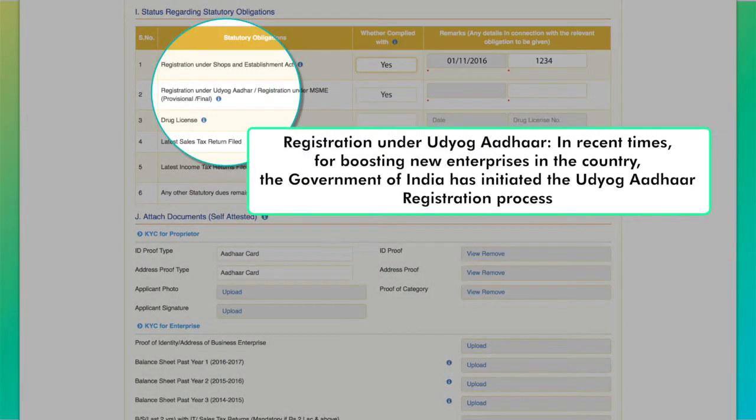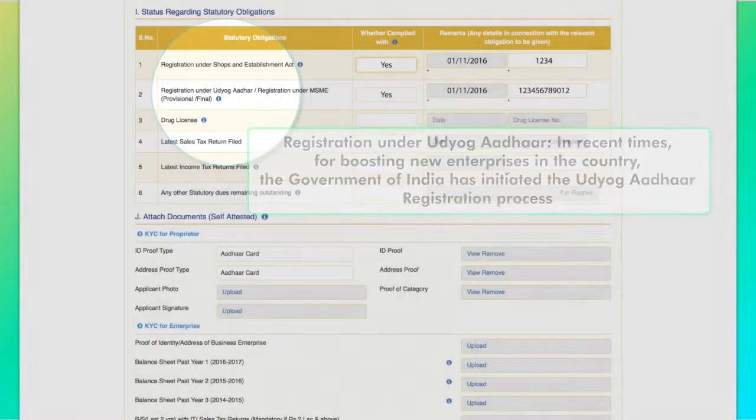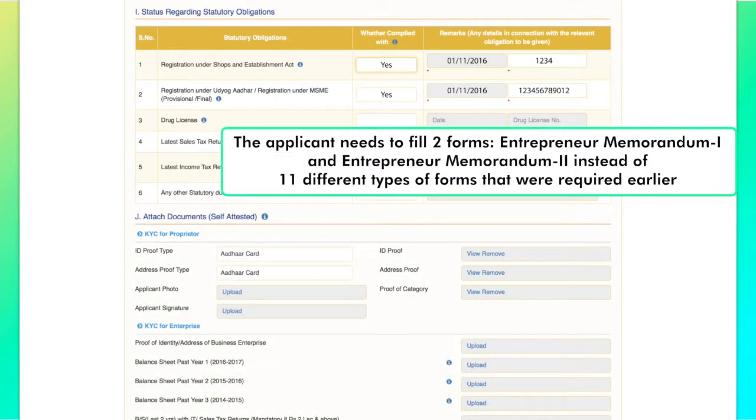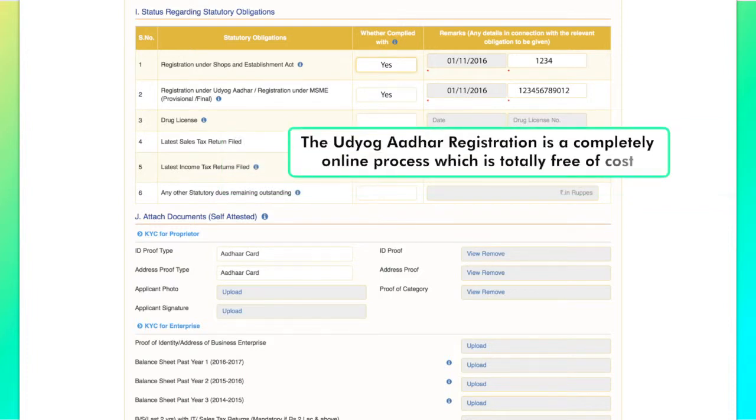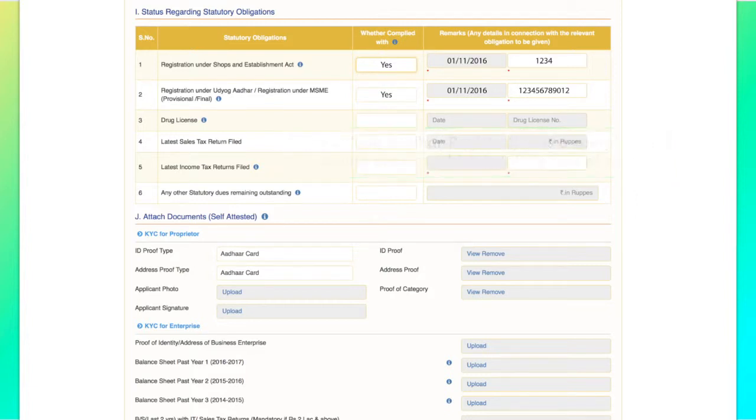In recent times, for boosting new enterprises in the country, the Government of India has initiated the Udyog Aadhaar registration process. The applicant needs to fill 2 forms: Entrepreneur Memorandum 1 and Entrepreneur Memorandum 2, instead of 11 different types of forms that were required earlier. The Udyog Aadhaar registration is a completely online process which is totally free of cost.